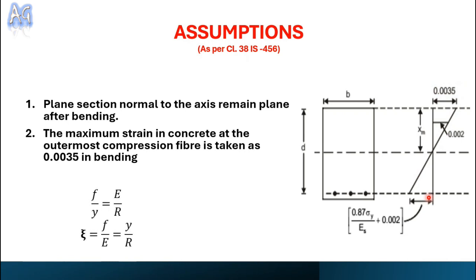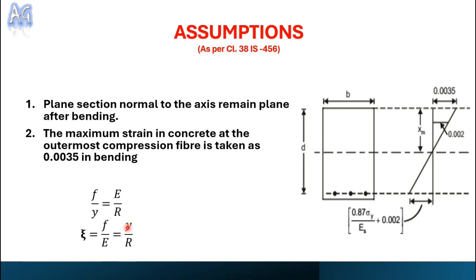From elastic theory we know that F by Y is equal to E by R, where F is the stress, Y is the distance of the element from the neutral axis, E is the Young's modulus, and R is the radius of curvature. Now if we rearrange this equation, we can write epsilon equal to F by E, which is equal to Y by R. So we can say epsilon is proportional to Y because R is constant. For a given moment the radius of curvature is constant, right? So the only variable is Y.